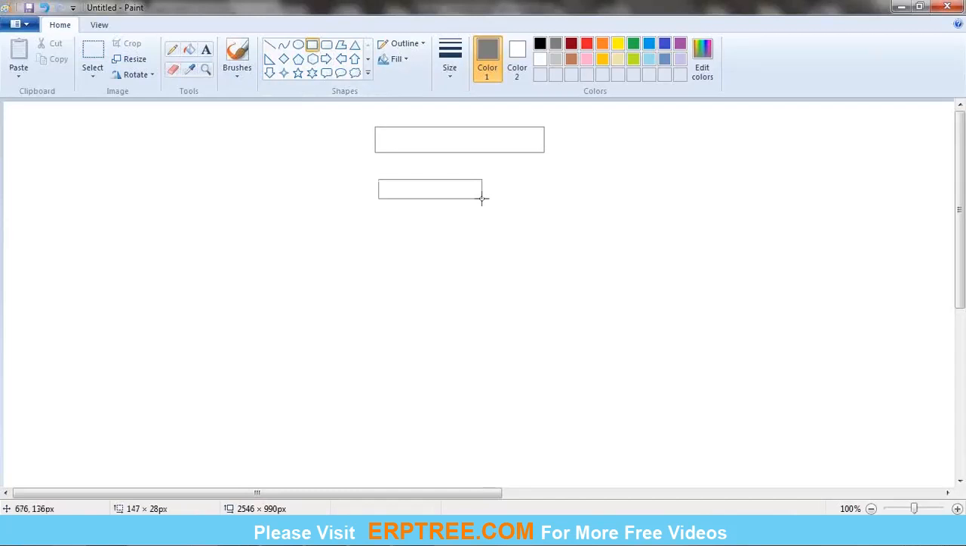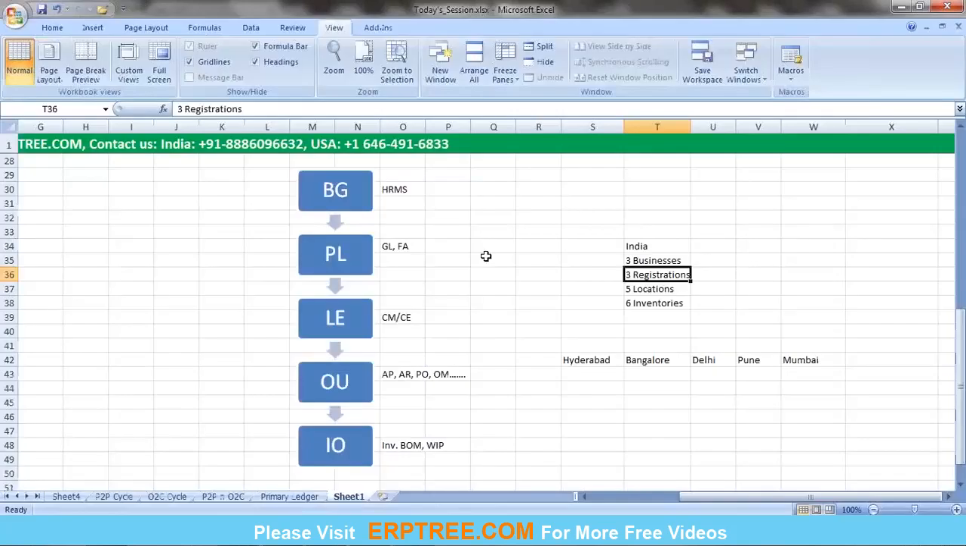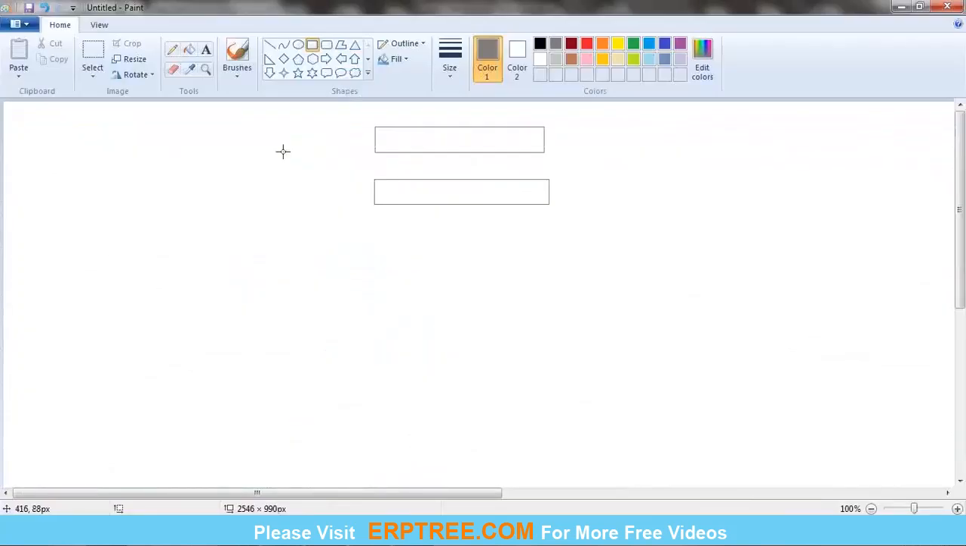I'll be writing the names a bit later. Just let me put this, there's some skeleton information. Okay, so treat this as a business group. This is going to be the primary ledger. Under that primary ledger, how many legal entities we are going to have? 3 registrations, 3 legal entities. So now here you have to keep 3 small boxes.